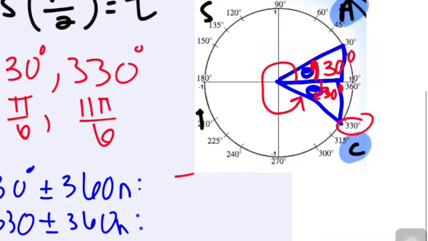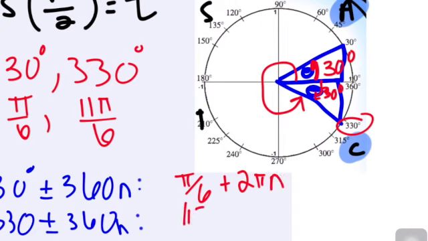For our pi over 6, right, same thing. I'm just going to add multiples of a revolution. 2 pi is a revolution. So I'm just going to add multiples of 2 pi. And then for 11 pi over 6, same thing. Add multiples of 2 pi.